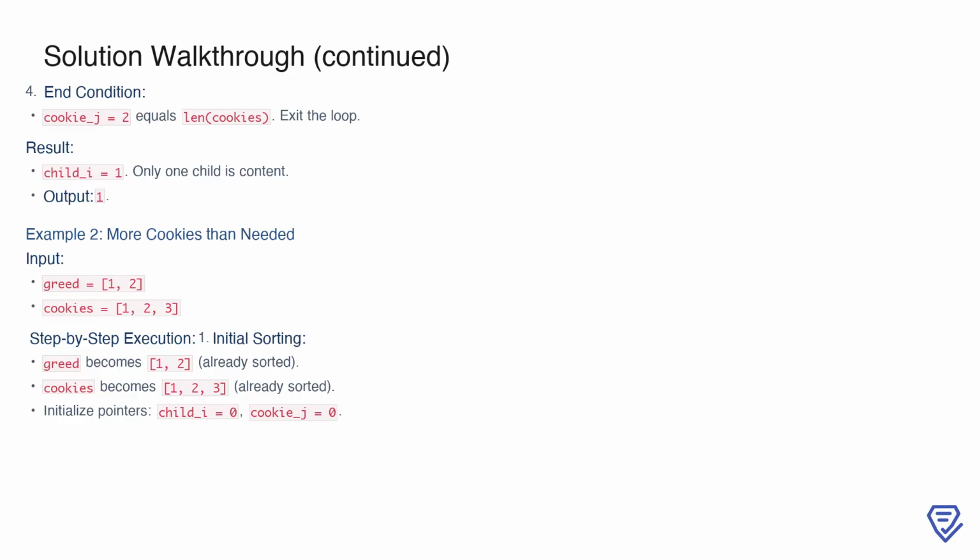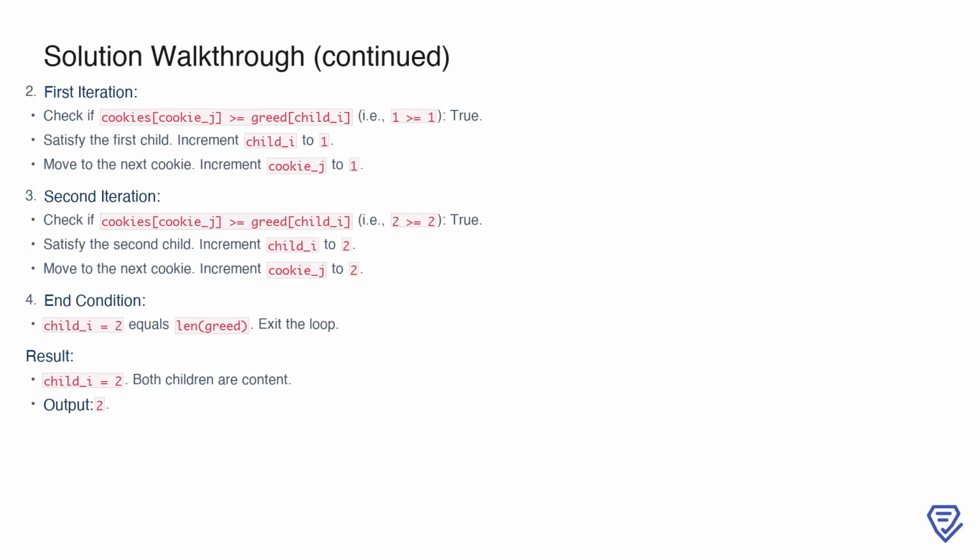Now, let's examine a second example where there are more cookies than needed. Here, the greed factors are 1, 2, and the cookie sizes are 1, 2, 3, both already sorted. As before, we initialize child_i and cookie_j to 0, preparing to iterate through the lists. In the first iteration, we check if the smallest cookie, which is of size 1, can satisfy the first child's greed of 1. Since 1 is greater than or equal to 1, the first child is satisfied. We increment both child_i and cookie_j to move to the next child and the next cookie.